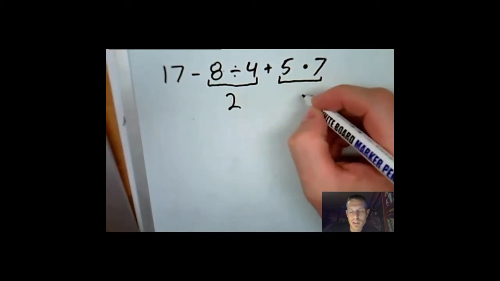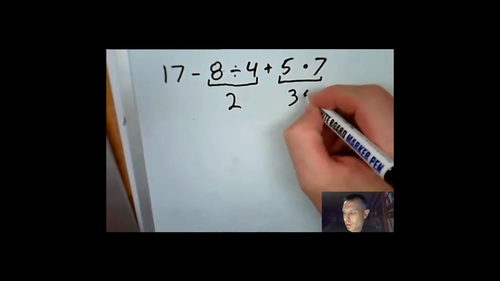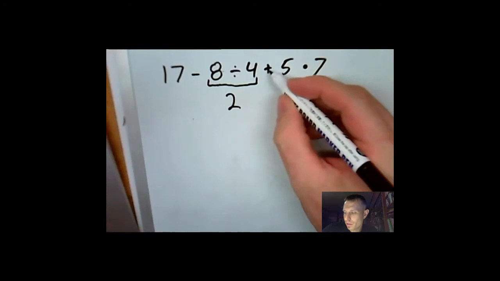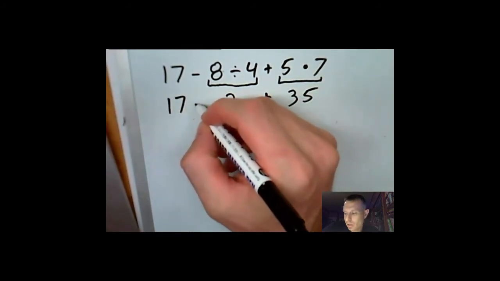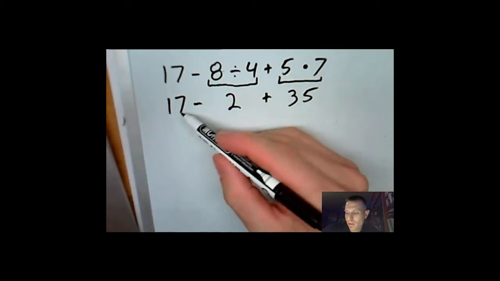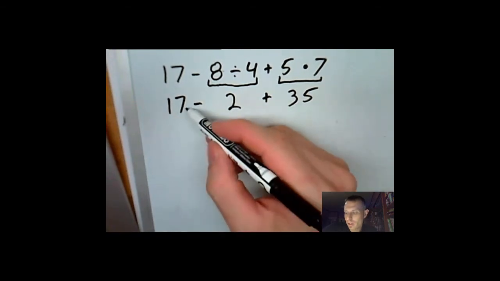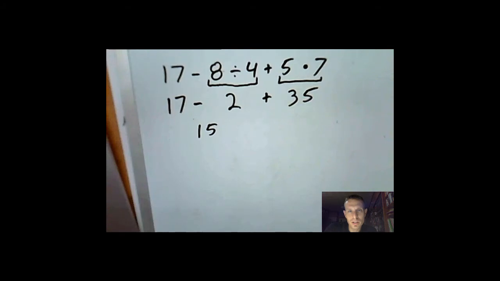5 multiplied times 7 is 35. And then we have this addition here. And we will bring down the 17. And we'll do subtraction. Now we're on to addition and subtraction. And so as we work from left to right, we have 17 minus 2 is 15.